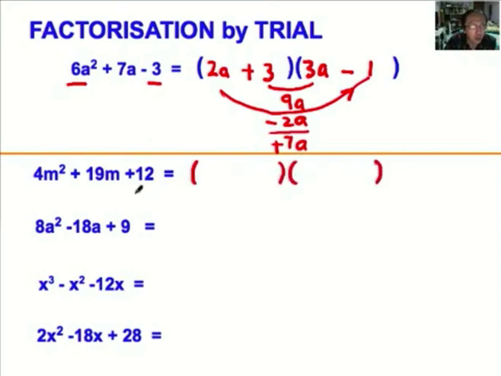We go through the process again, taking the first term and the last term. The first term is 4m squared, so we have 4m times m. And once again, we cannot put a 4 here, as there is no common factor of 4 throughout. Therefore, we put a 3 here and a 4 here. And since all the terms are positive, our factors are also positive.